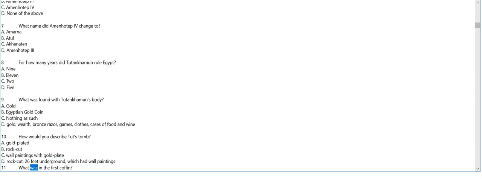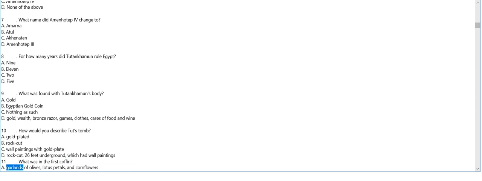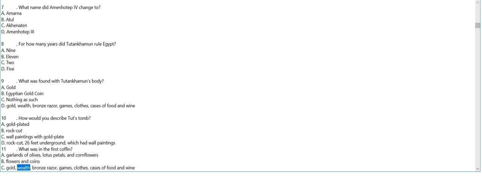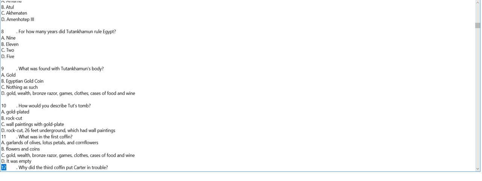11. What was in the first coffin? A. Garlands of olives, lotus petals, and cornflowers. B. Flowers and coins. C. Gold, wealth, bronze razor, games, clothes, cases of food and wine. D. It was empty.